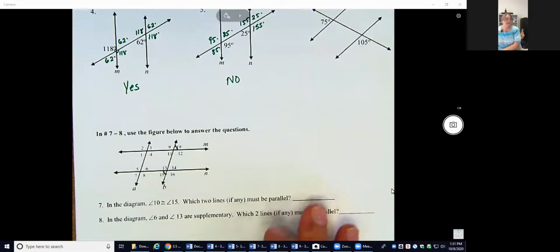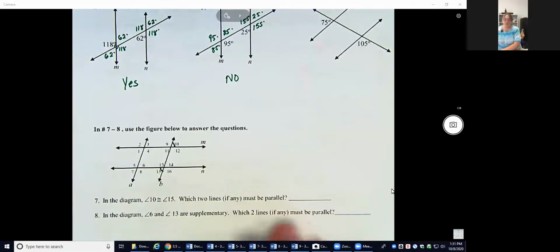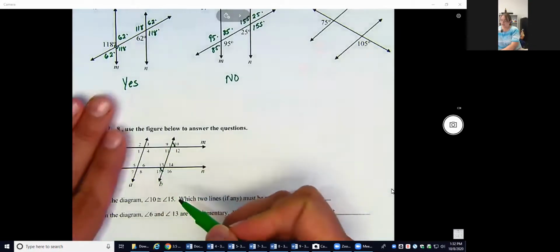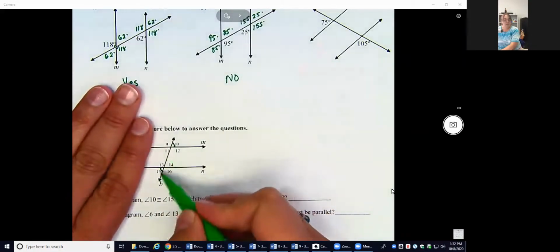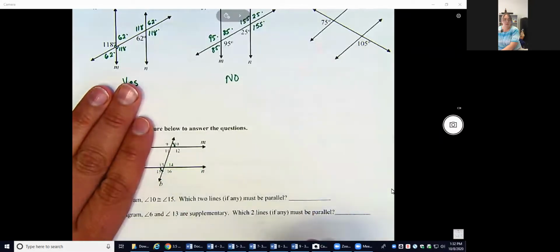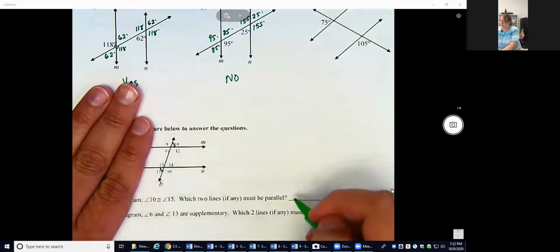In numbers 7 and 8, it asks you to use this figure. It says in the diagram, number 7 says in the diagram, angle 10 is congruent to angle 15. Which two lines, if any, must be parallel? You can see I've already marked angles 10 and angle 15, and you'll notice that it's only these two intersections. So the lines that would have to be parallel if these were congruent would be lines M and N.